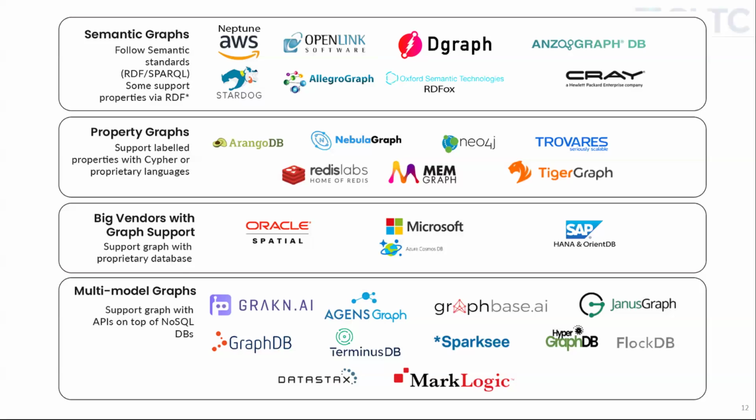Multimodal graphs support graph with APIs on top of NoSQL databases. So multimodals support more than graph, other things as well, right? So Janus is coming under that. Graph-based AI is another one. Terminus, Sparksee. So there are a few others there as well. So this is another way to classify our graph database world. There are so many solutions, so many companies jumping into this.